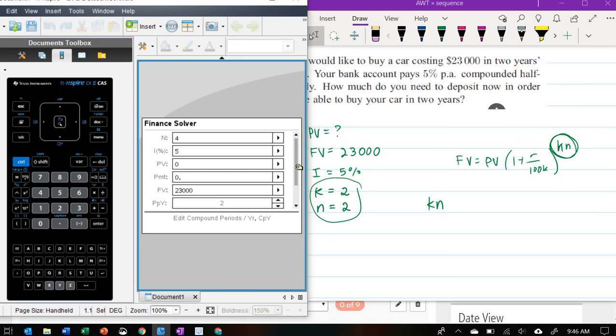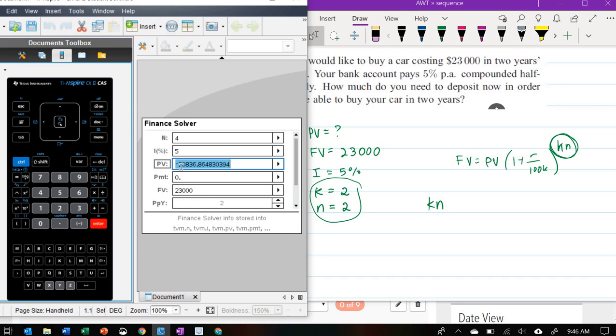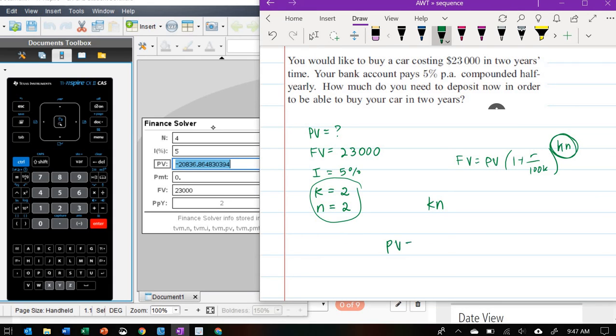All right, so now we go back and put our cursor back on the thing that we want to solve. So we want to solve the present value, so we put our cursor back there, and we press enter to calculate. Notice we get a negative number. I told you guys that before, that if you put in a negative present value, you get a positive future value. The same thing works forwards and backwards. So our present value needs to be $20,836.86. And that's it. That's how you solve that problem.